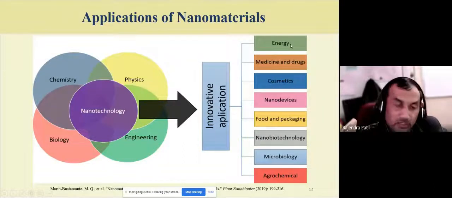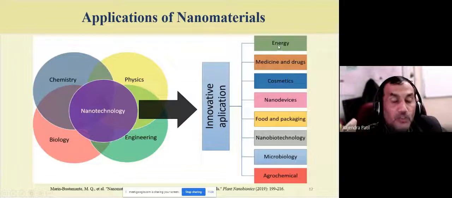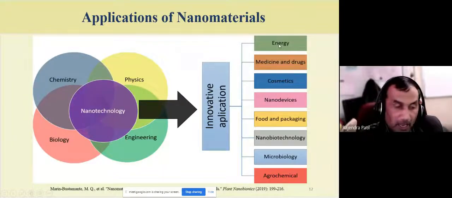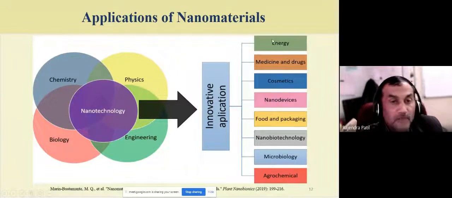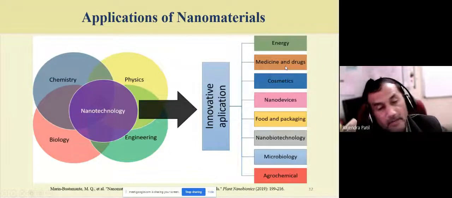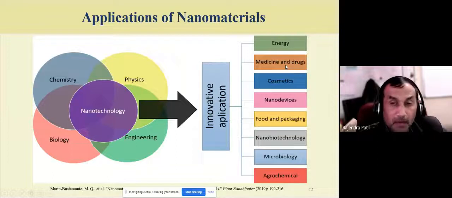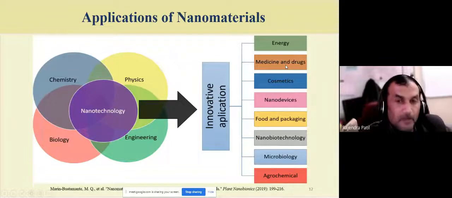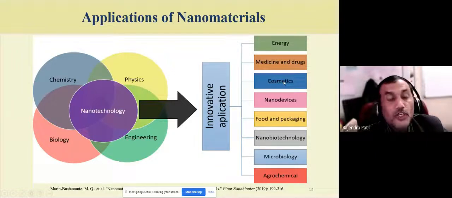In fact, these days nanomaterials are used to harness energy. Now we are all aware of the electric car. This electric car has come into existence because of batteries made up of nanostructured material. Medicine and drugs have progressed so much that most drugs these days are delivered through nanomaterials. The cosmetic industry has had a huge boost.